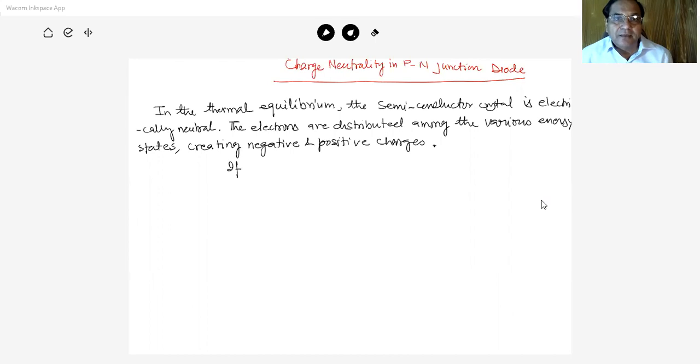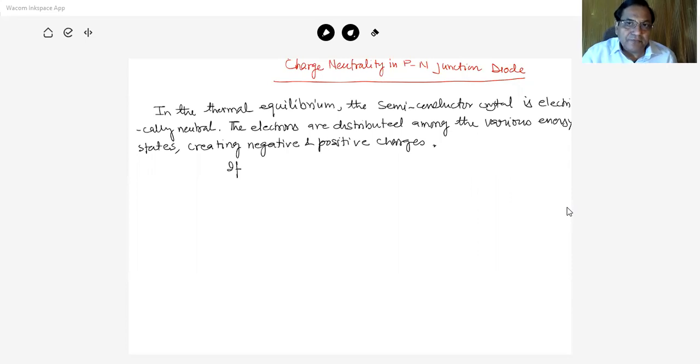Basically, in thermal equilibrium, the semiconductor crystal is electrically neutral. The electrons are distributed among various energy states, creating negative and positive charges in equal amounts. And therefore, the overall crystal is neutral. For this, there is the level of donor and acceptor atoms and their ion concentrations.